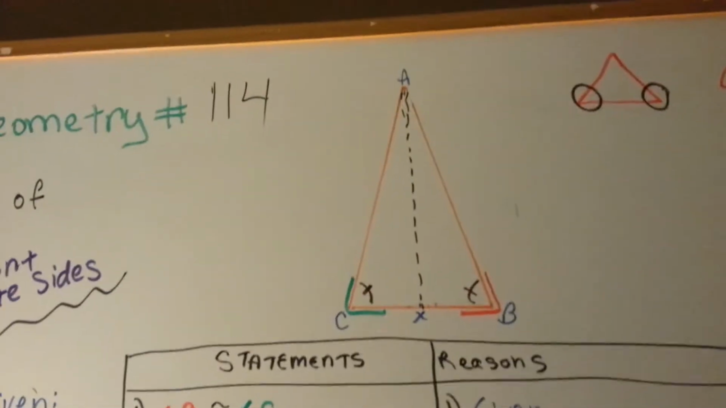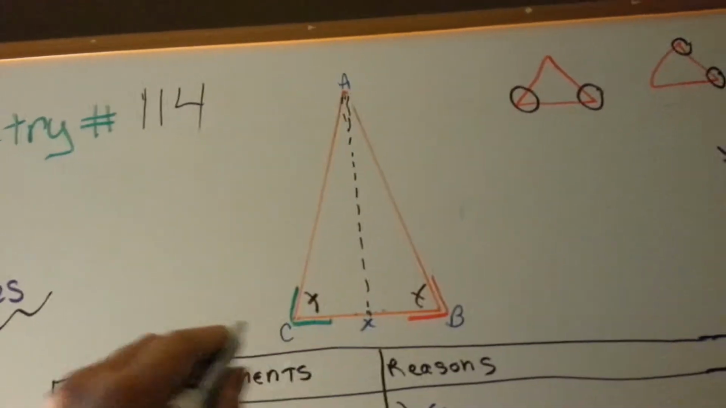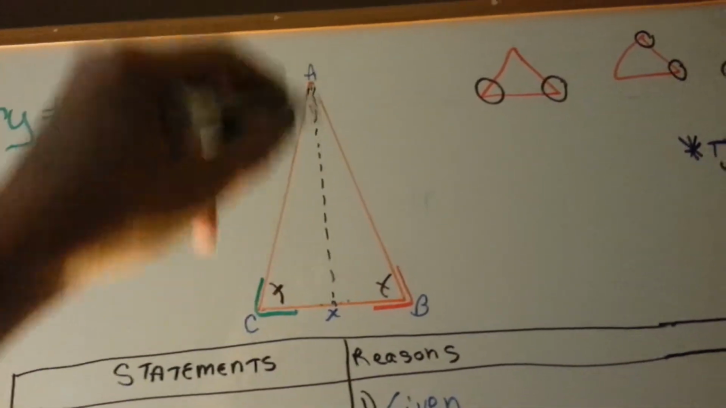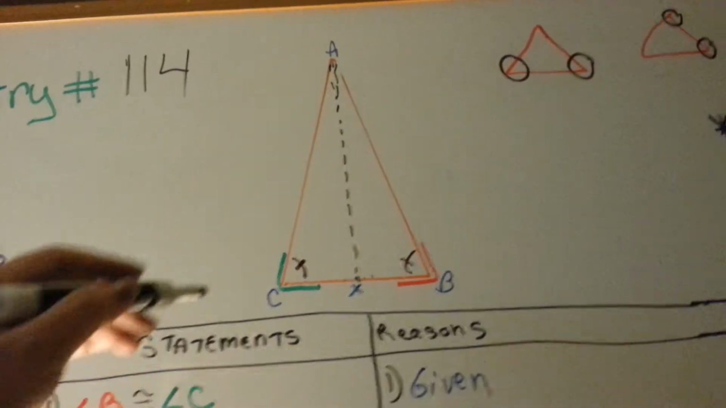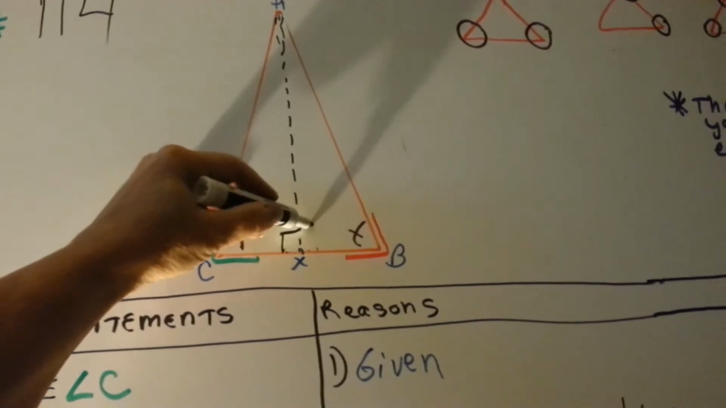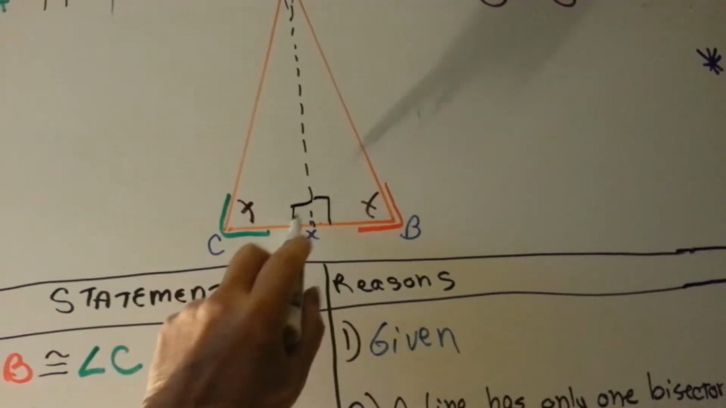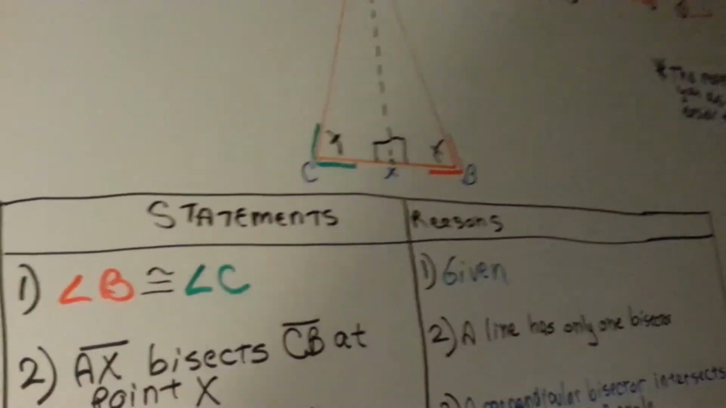Sorry. So, you draw your perpendicular line to CB. It bisects this triangle ABC. And it meets at X. Okay? So that means, you know the perpendicular rules, right? That means that these are 90-degree angles, right? So, let's see what happens here.